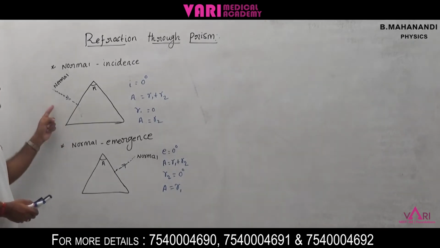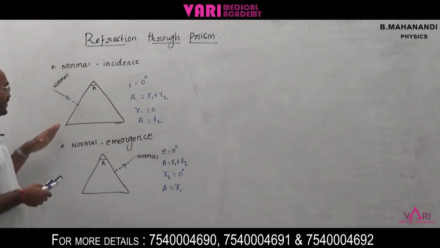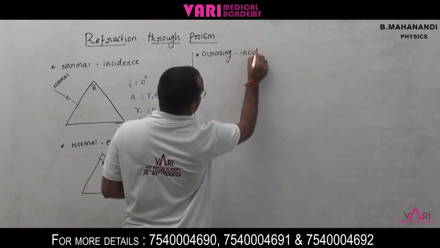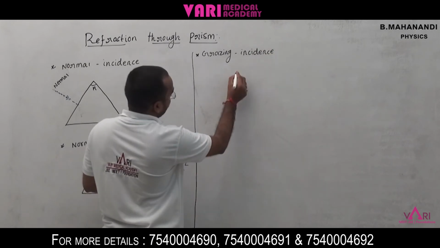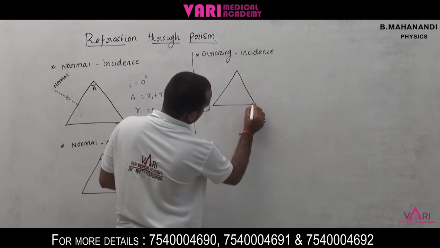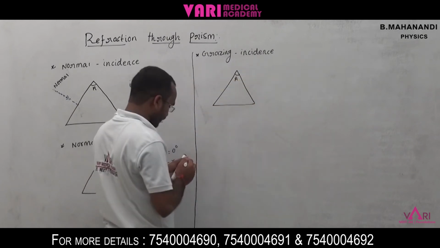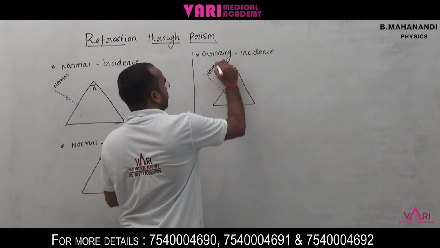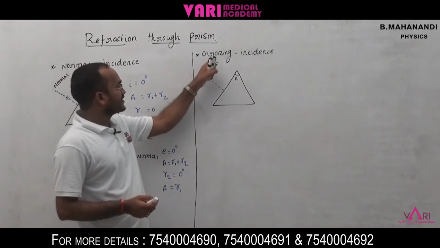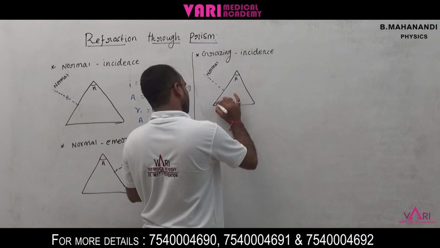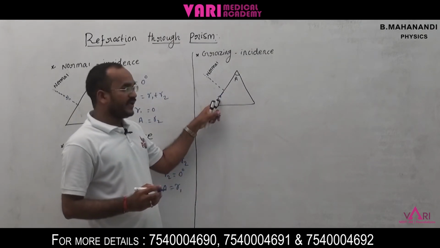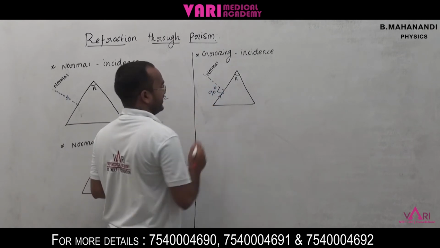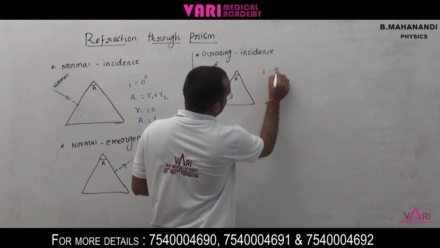Suppose grazing incidence. Grazing means the incident light ray is passing along the surface. Take an equilateral triangle prism with angle of prism A, and the exactly perpendicular line is the normal. The angle between the incident ray and the normal is the incident angle, and this incident angle is 90 degrees.